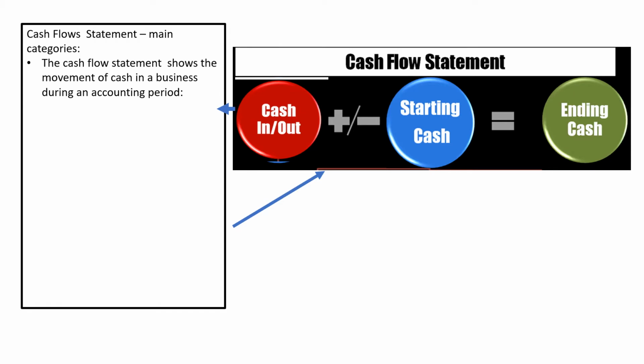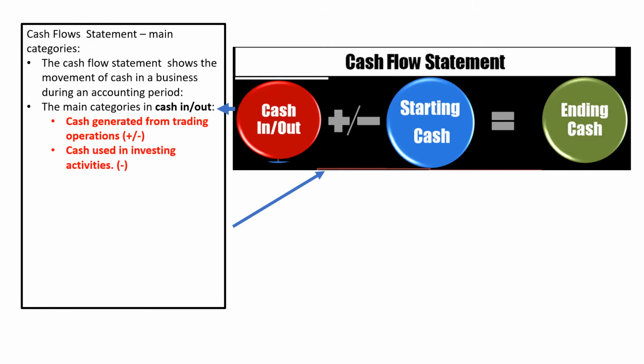The cash flow statement shows the movement of cash in a business during an accounting period. Now these movements of cash can be put into three categories in what is called a cash in or cash out. One, cash generated from trading operations. Now this could be a surplus or it could be an outflow. In other words, you made a loss.